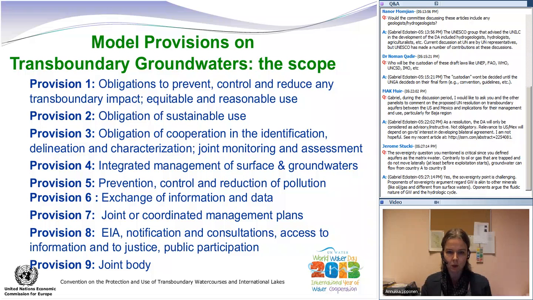And provision 6 is about exchange of information and data, and this makes reference to provision 3, where these types of information that are relevant are described in more detail. And then provision 7 is about establishment and implementation of joint or coordinated management plans to provide for, for example, water allocation, keeping track of abstraction volumes, application of pumping limitations, potentially in the case of groundwater reduction.